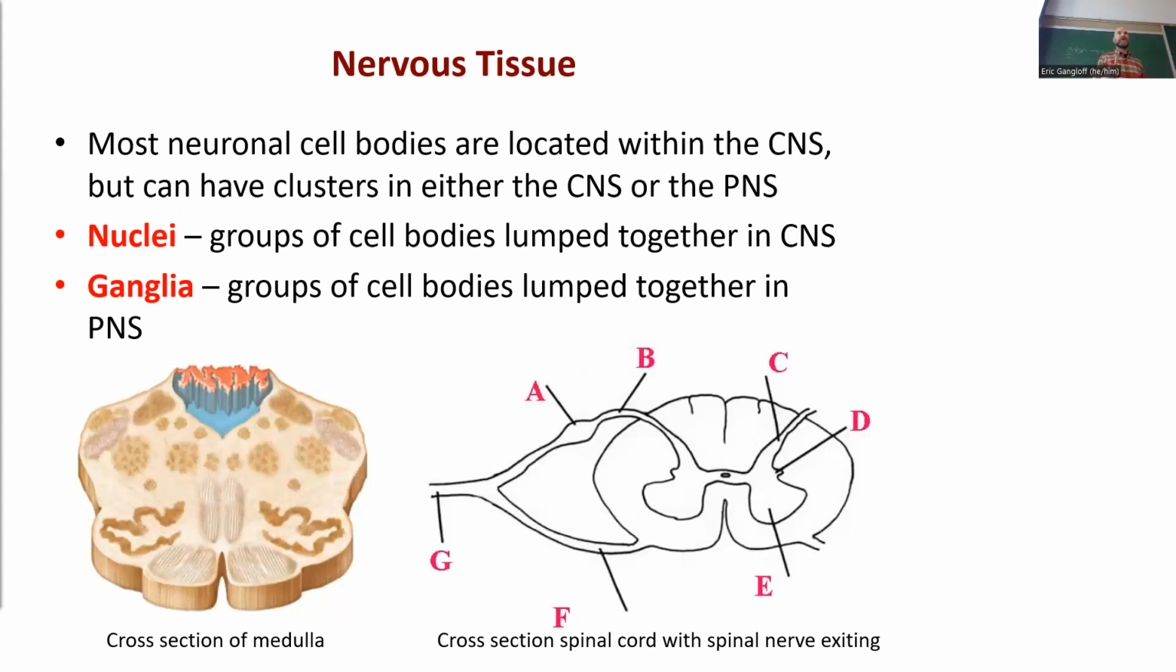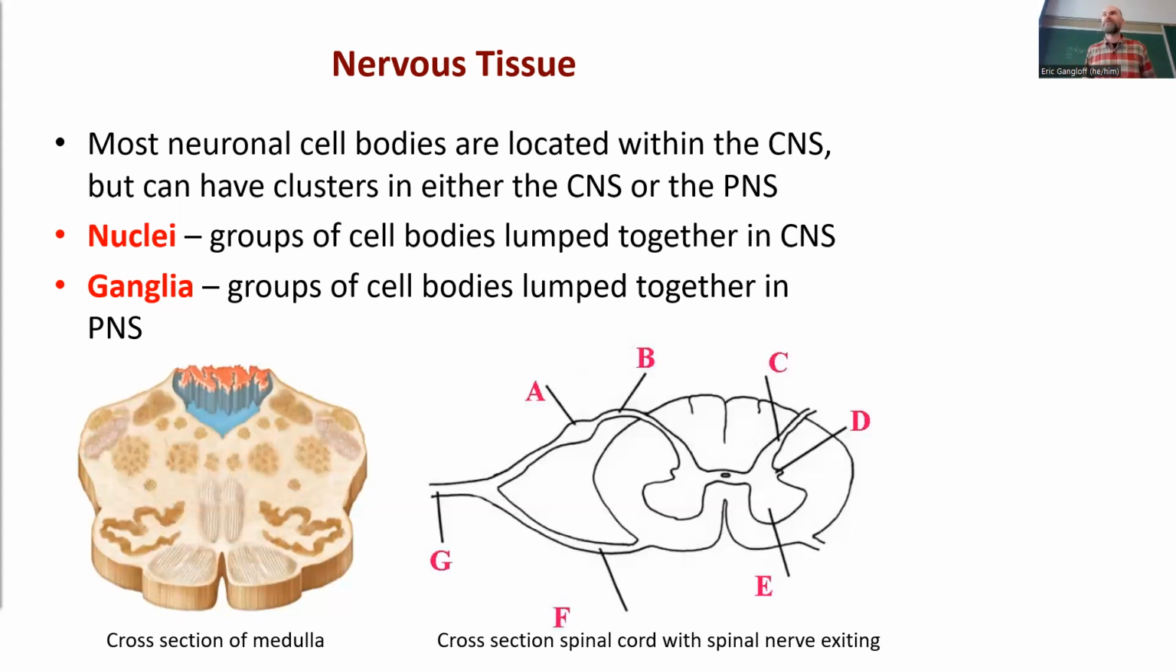And we have two different names for what we call these clusters of neuronal cell bodies. If they're in the central nervous system, we call them the nuclei. So for example, the nuclei are these darker areas that you see in this cross-section of the medulla, which is part of your brain. We'll get to that later on, but the important thing to see here is that you can see where these cell bodies are clustered. Now, the vocabulary for that, we call those nuclei, or a single nucleus.